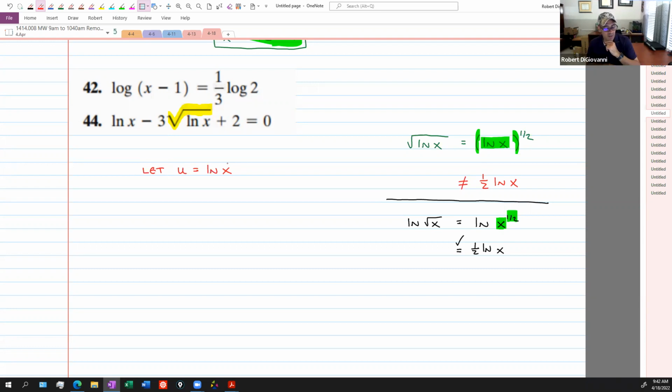If I replace natural log of x with u, let's see what we would get. This first one, that's just u, right? So I have u minus 3 times, now the yellow part is the square root, right? Square root of the natural log of x again, which is u, plus 2 equals 0. You all right with that?